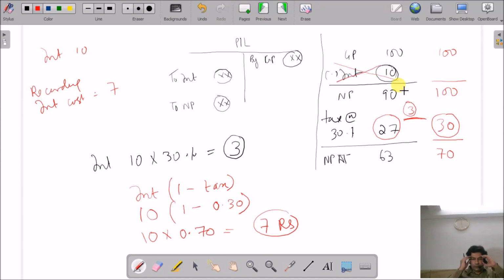So don't put so much pressure on your mind. Just remember one thing, that whenever there is interest, put 1 minus tax and give the tax saving effect, because the interest is going to save your tax. So that tax saving effect should be built into the formula. So I hope I have made myself clear. So now let's move to the sum.